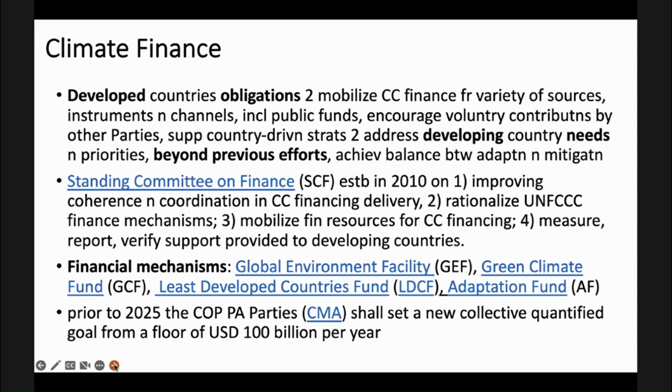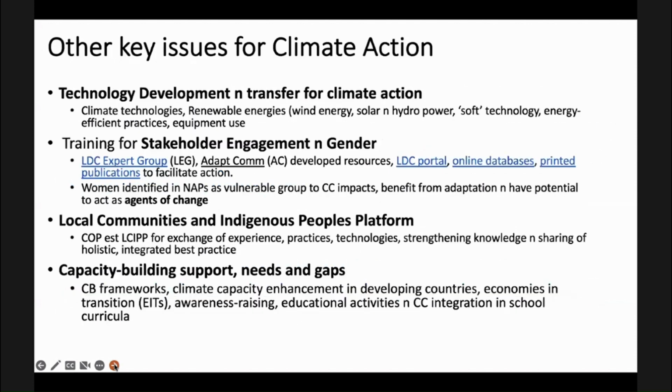The financial mechanisms are listed here, and you may be astounded as I am by the names, but they're all important. The GEF, the GCF, the LDCF, and the Adaptation Fund. And there is a target set that prior to 2025, the Paris Agreement has identified a new collective goal at 100 billion per year as a minimum, a floor, and much more to be mobilized. And we are far from achieving it. Next slide. So finance is important.